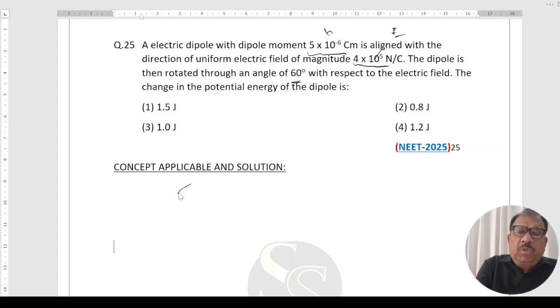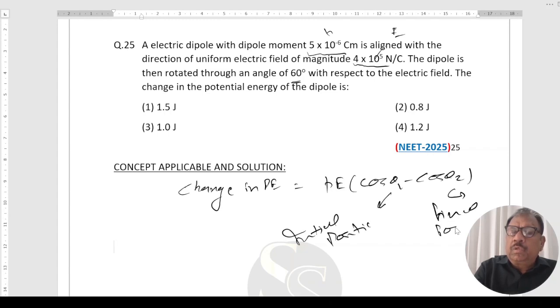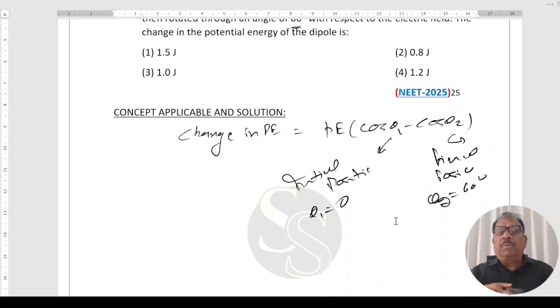The simple concept applicable is change in electrostatic potential energy. It will be equal to PE (cos theta 1 minus cos theta 2). This is the initial position and this is the final position. That is theta 1 equal to 0 degrees, aligned in the same direction, then rotated to 60 degrees. Then the change in electrostatic potential energy, substituting values.